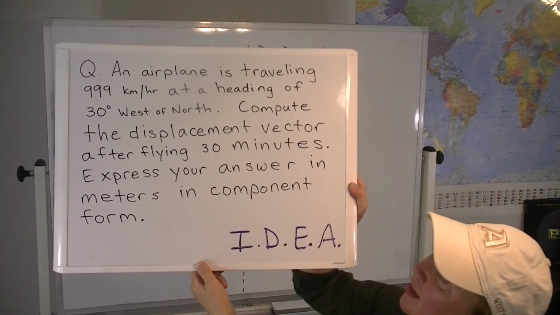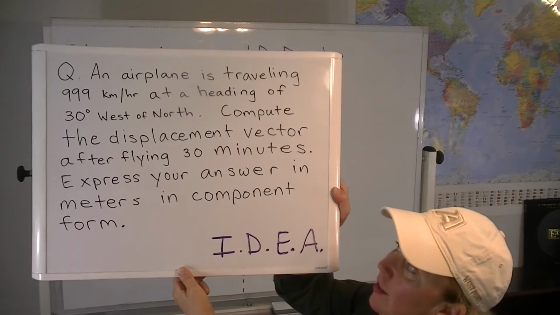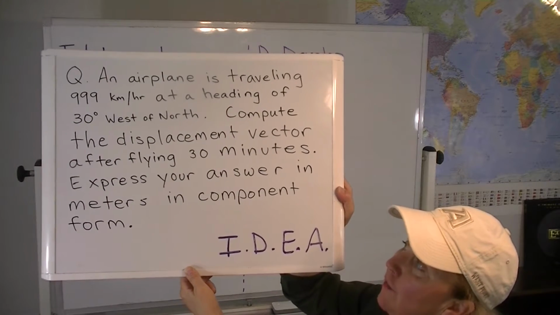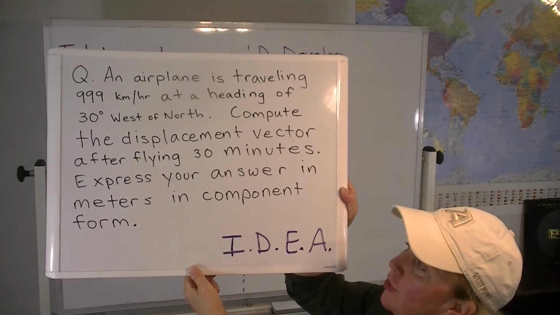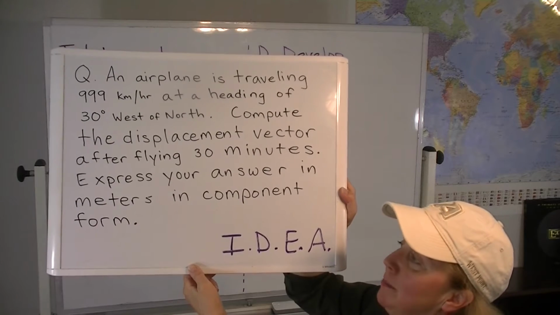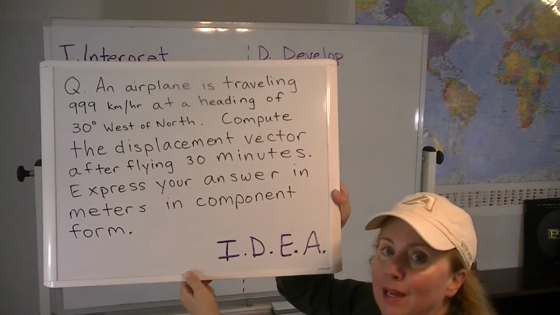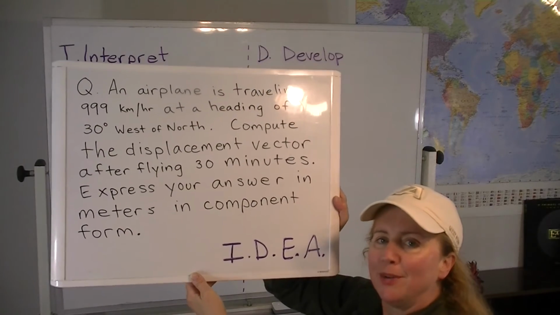Our problem this time is an airplane is traveling 999 kilometers per hour at a heading of 30 degrees west of north. Compute the displacement vector after flying 30 minutes. Express your answer in meters in component form. And we're going to be using the IDEAL problem solving format, which I'll remind you of as we go.